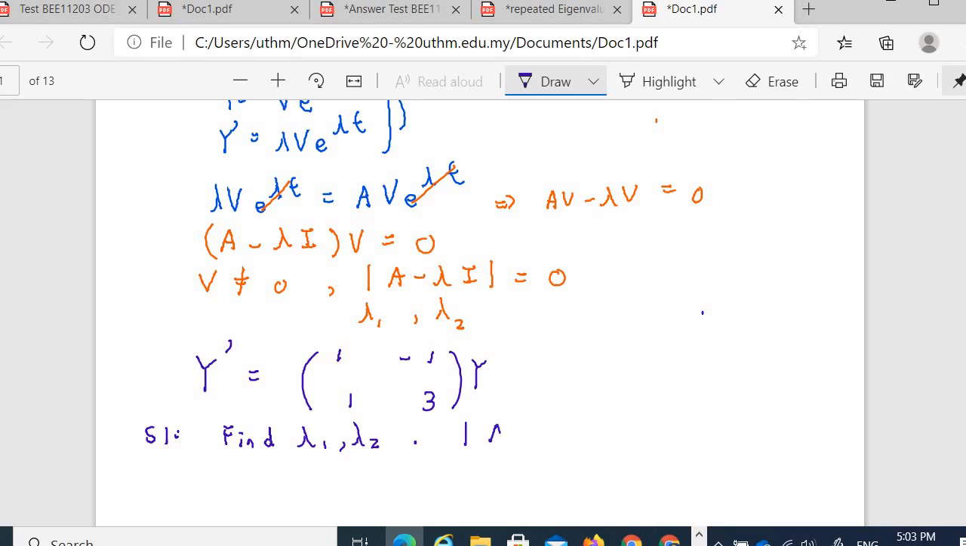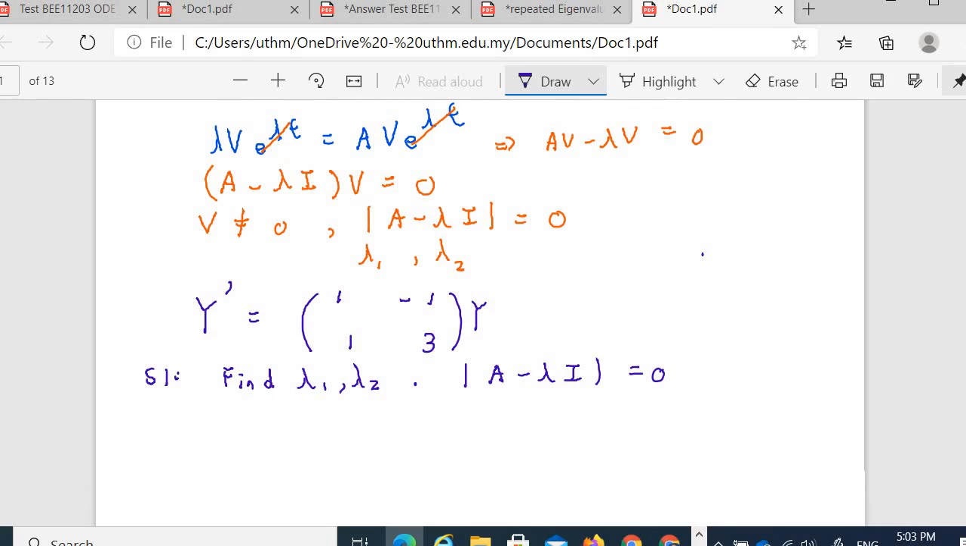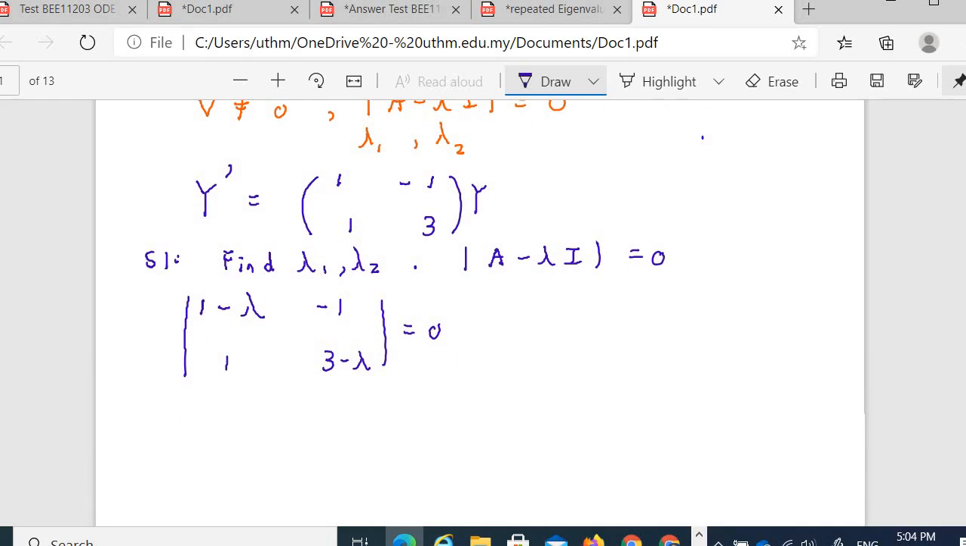Let the determinant of A minus lambda I equal to 0, where I here is an identity matrix. The determinant is the straight lines. From the matrix A, the main diagonal you just subtract lambda from: 1 minus lambda, 3 minus lambda, equal to 0. We have 1 minus lambda times 3 minus lambda, minus the product of the other diagonal, so minus with negative 1.